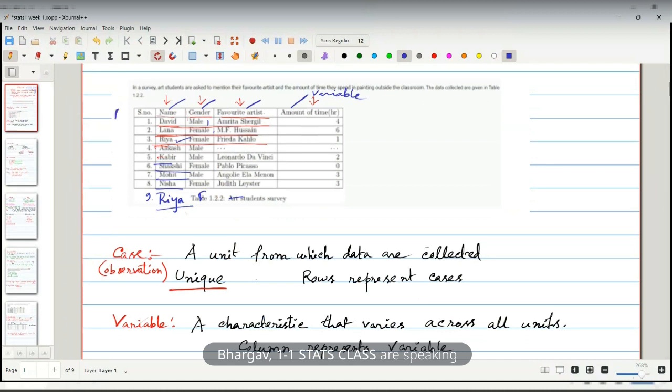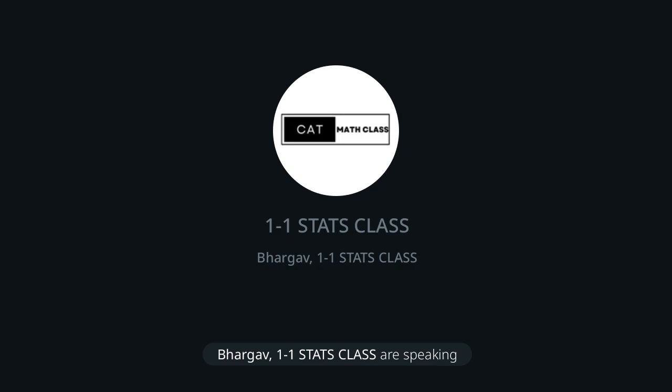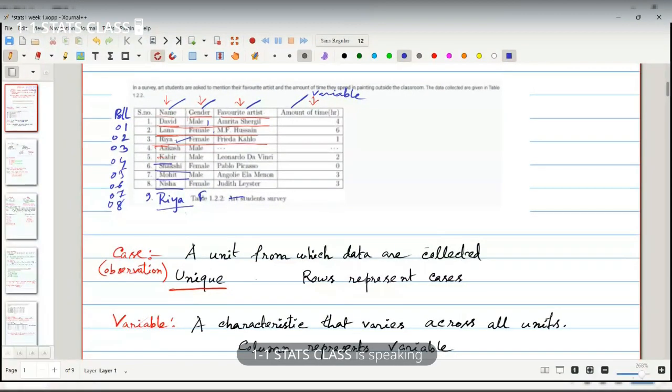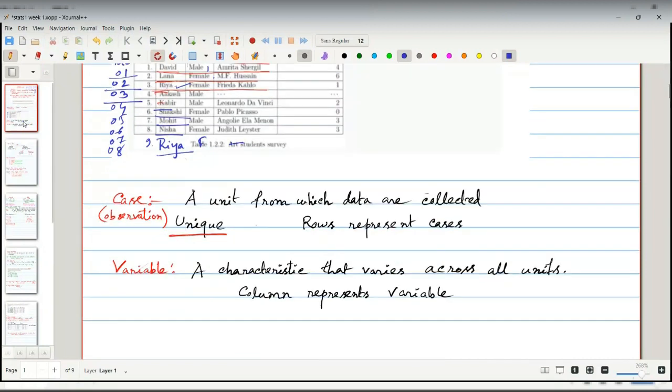Let's say I add a column like roll number. Is address unique? No, two people can stay in one place. Address can't be unique. Roll number, ID, these things are unique, right? So these roll numbers are unique. So these roll numbers are cases. You have to remember cases are always unique. So you have to find the unique column. That will be our cases. So roll number 1 is a case, roll number 2 is a case, roll number 3 is a case, like this. Is it clear?